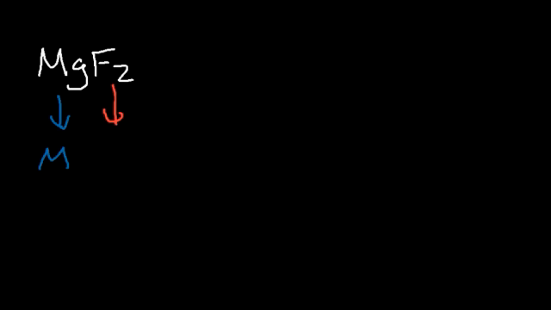So now let's say you want to name this compound, MgF2. Magnesium is on the left side of the periodic table, so it's a metal. And fluorine is on the right side, so that's a nonmetal. A metal and a nonmetal is an ionic compound.